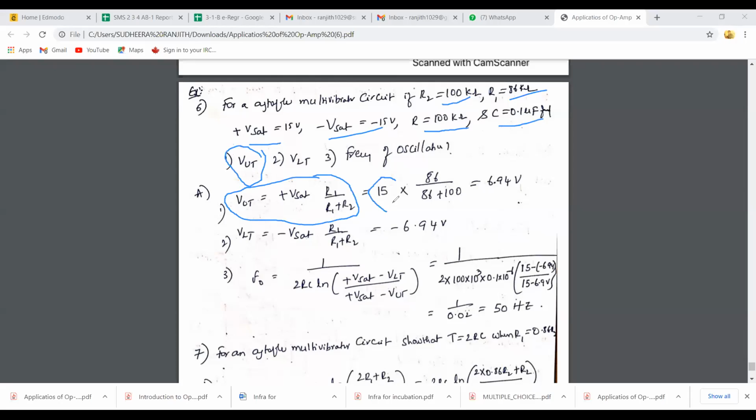What is R1? 86 kilo ohms. What about R2? 100 kilo ohms. So both are kilo ohms, that's why I'm cancelling kilo ohms. So finally, we are getting 6.94. Similarly, what is VLT? Minus 6.94. Obviously, the same value with a negative sign.